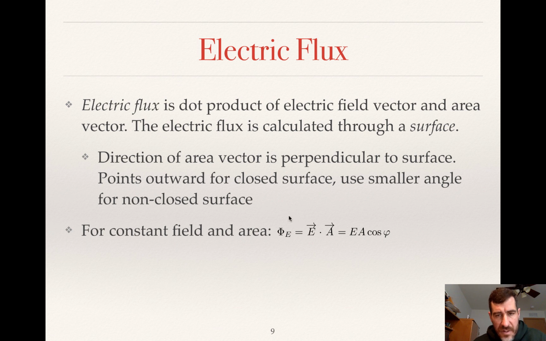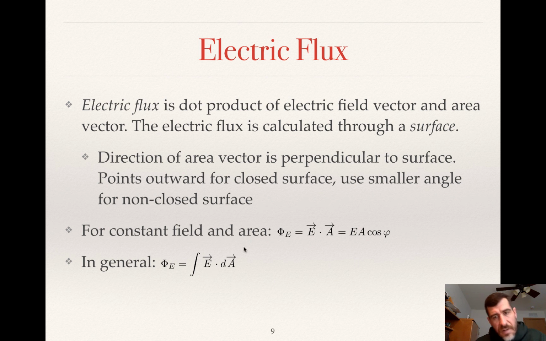Okay, so for electric flux, we're going to use a capital Greek letter phi, and we often use a little subscript e to indicate electric flux. We're also going to have magnetic flux eventually. It's the value of the field vector E dotted into the area vector A. If you remember from Physics 1, to calculate the dot product, it's the magnitude of the electric field times the magnitude of the area times the cosine of the angle in between them. Now this works if both E and A are constant, so constant in magnitude and constant in direction.